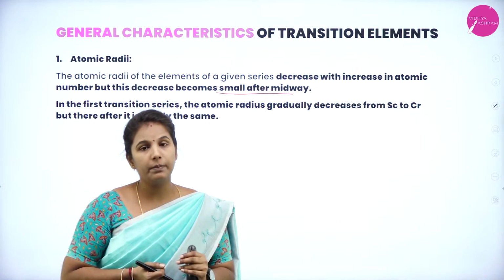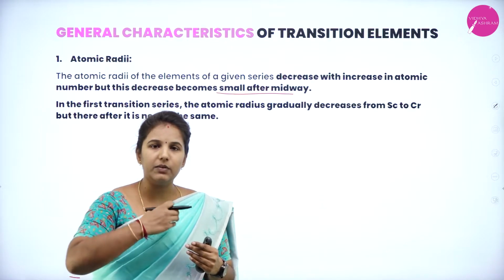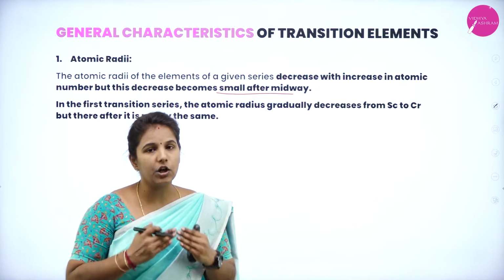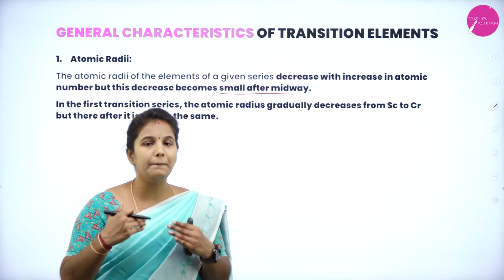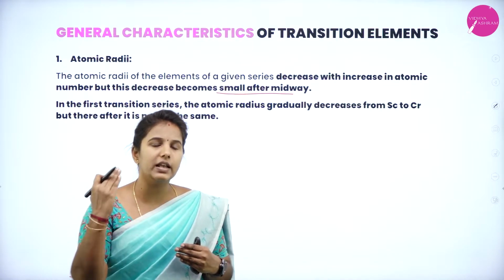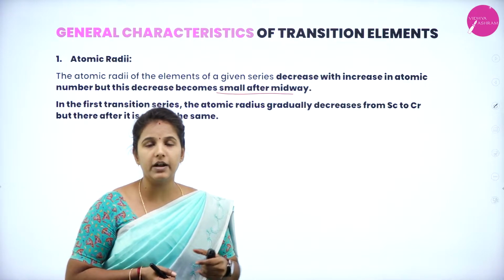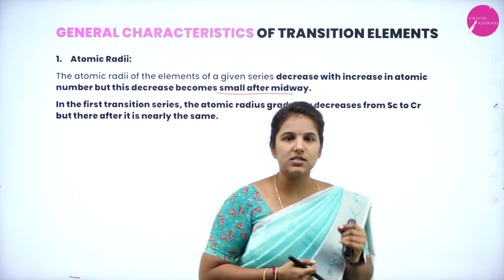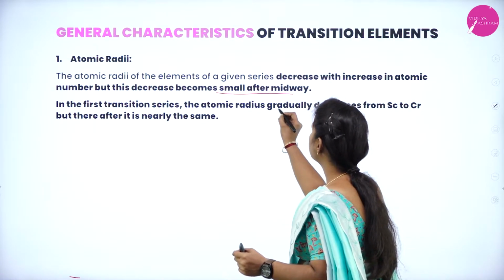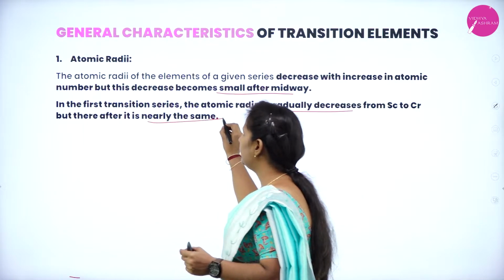In terms of the D block also. But when we are looking at the series, especially I am talking about the 3D series, at the beginning it will start decreasing, but later on, a few elements show almost similar atomic radii in the midway, and then there will be a sudden increase in atomic radii. So this is one of the specialities of the D block elements when we are understanding the general characteristics of the transition elements. So in the first transition series, atomic radius will gradually decrease from scandium to chromium, but thereafter it is nearly the same.